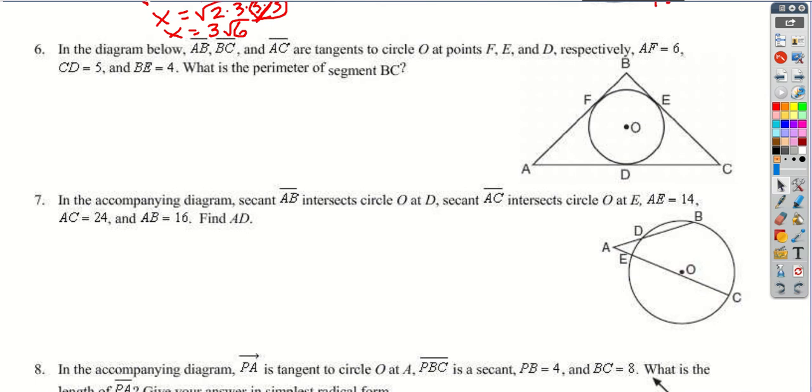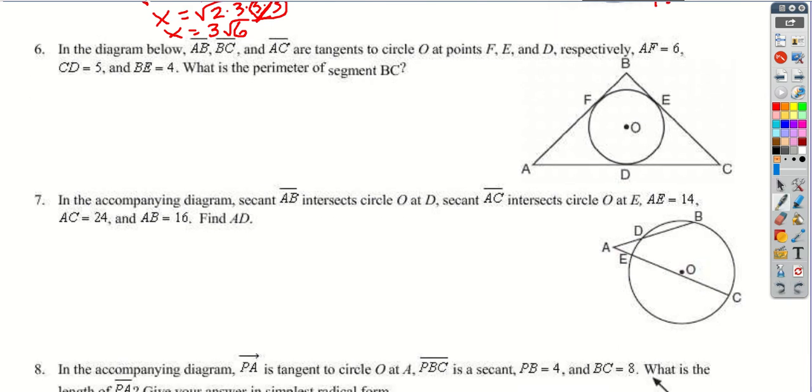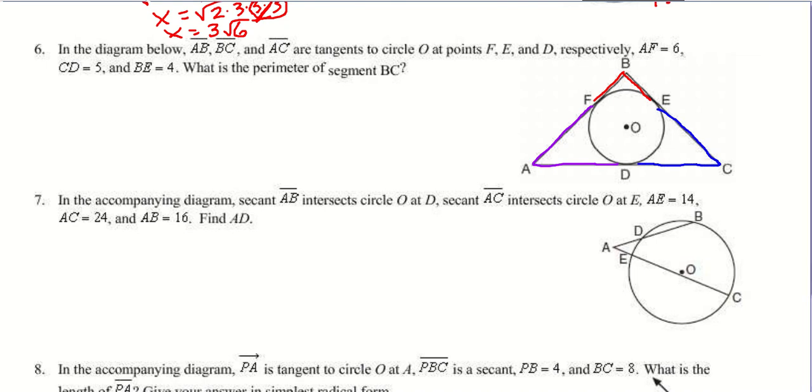Number 6, we got some more hats going on here. All right, so we have a hat here, we have another hat here, and we have a third hat going on here. So that's what this question is about. So we want to figure out the perimeter, which doesn't make any sense. Instead of segment BC, how about the perimeter of triangle ABC? We'll be able to answer both those questions though.